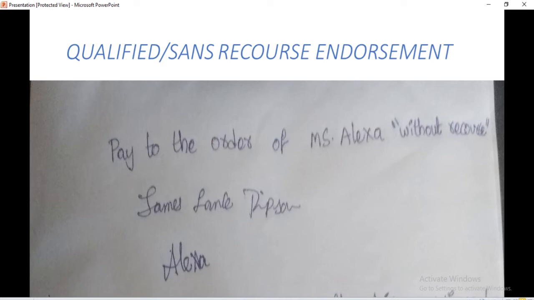For escaping from this, Mr. James clearly mentioned without recourse or sans recourse. Without recourse means it is not a legal action. With recourse is a legal action. After mentioning this, he is free from these consequences.